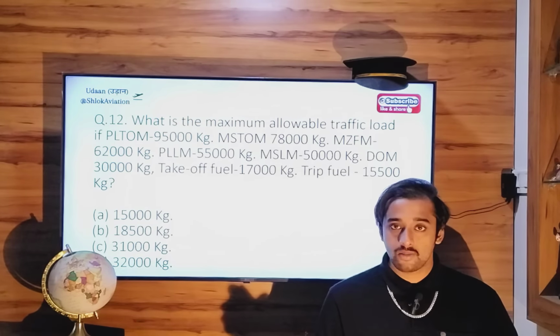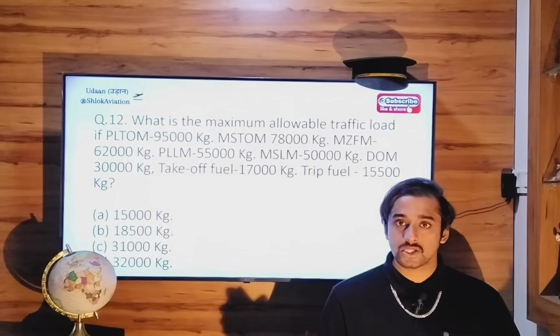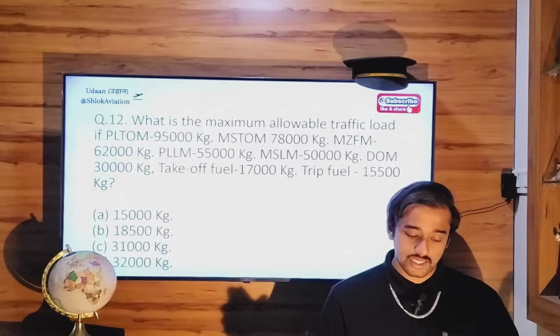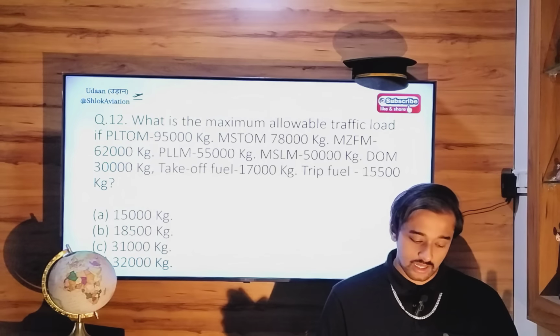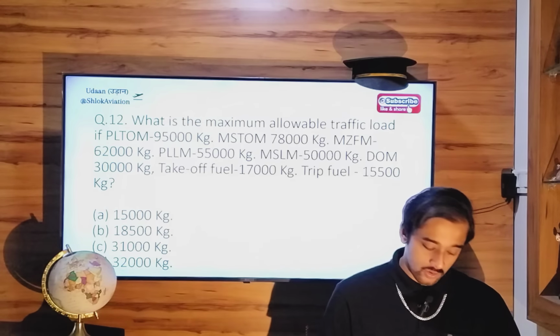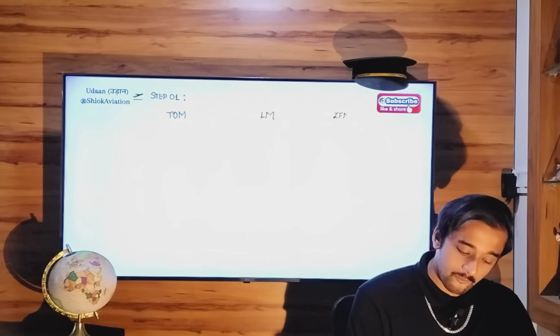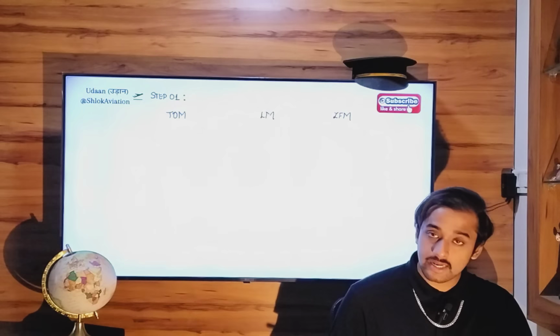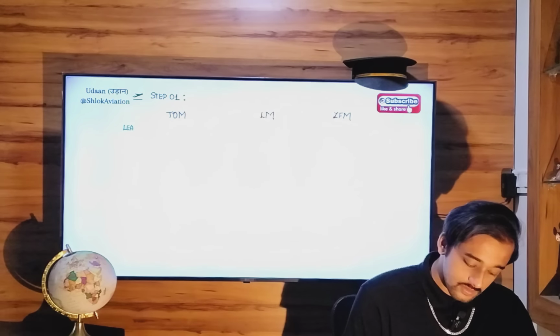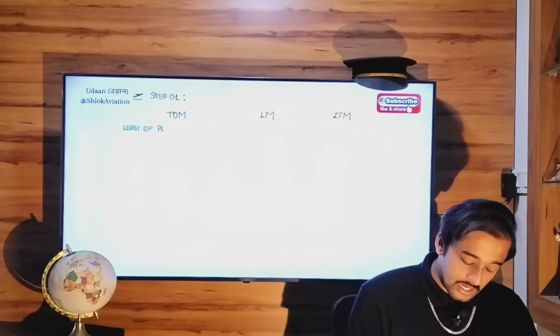What is the maximum allowable traffic load if performance takeoff mass, structural takeoff mass, zero fuel mass, landing mass, again performance and structural, DOM, takeoff fuel, trip fuel are given to you? Step number 1. Make three columns, one for takeoff mass, the second one for landing mass, and the third one for zero fuel mass. In the takeoff mass, you are going to write a value which is the least of performance limited takeoff mass, maximum structural takeoff mass, ramp mass minus taxi fuel.